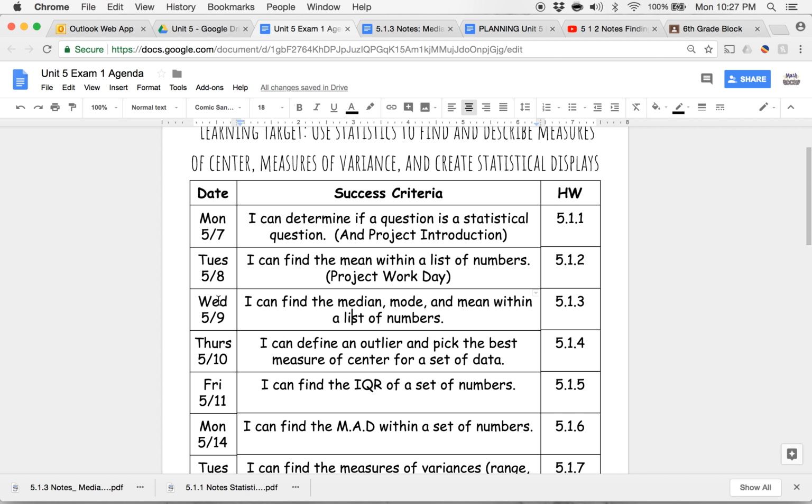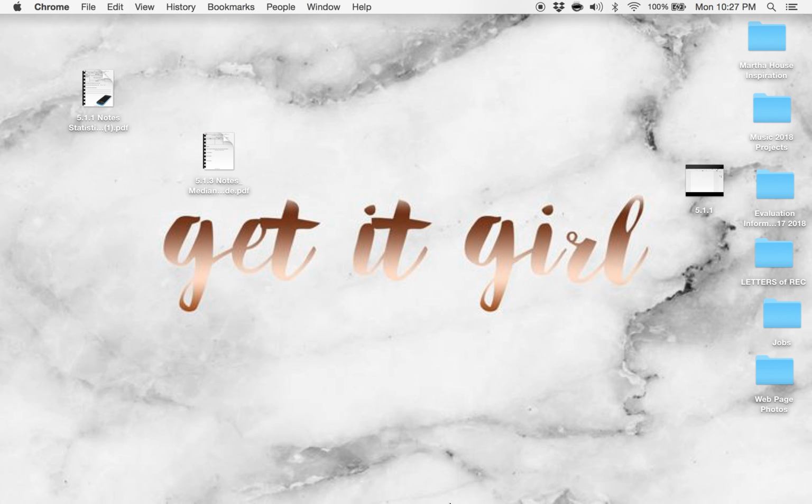If you have not written down this as your success criteria yet for today, please take out that blue sheet and fill this in. So with that, let's get started and take a look at those notes.